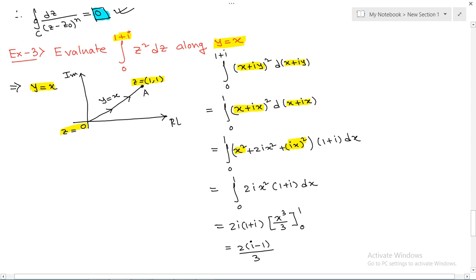Now one thing I forgot to tell: from 0 to 1 plus i, how does it become 0 to 1, right? How does it become 0 to 1?